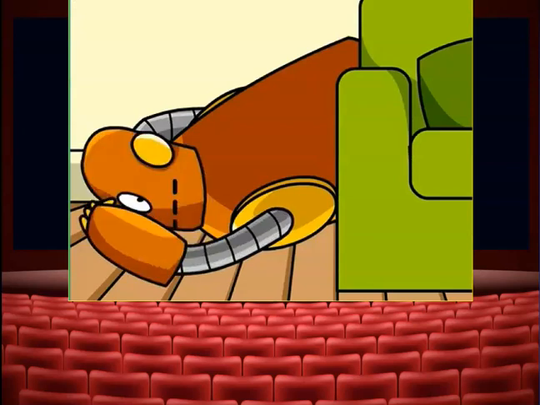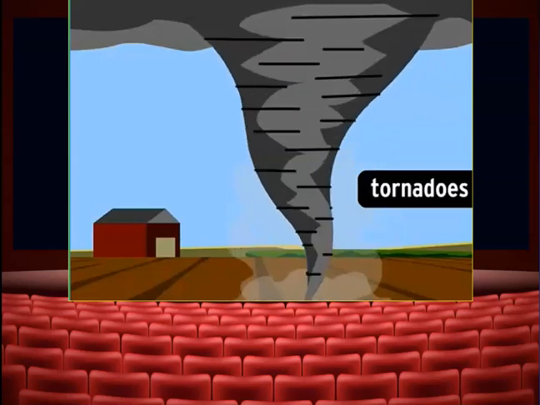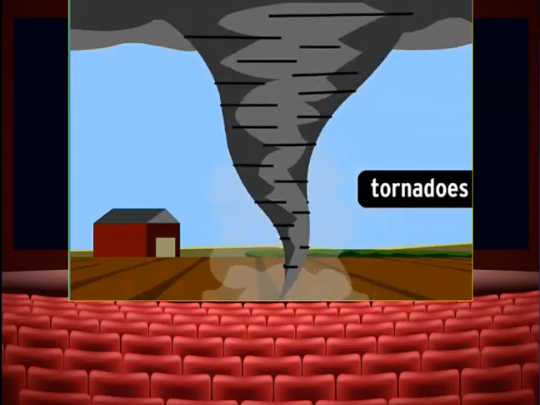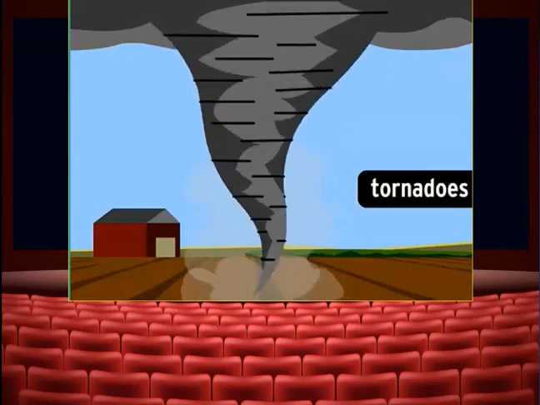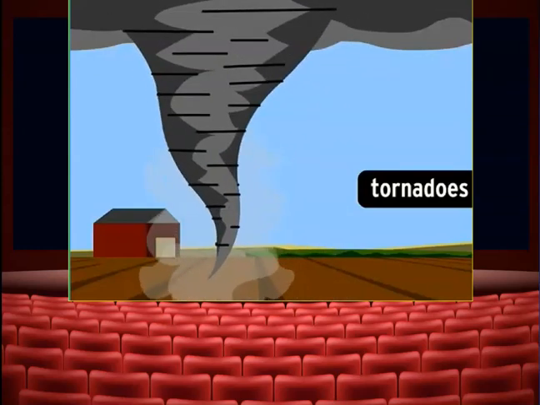I think we're pretty safe from lightning in the house. Tornadoes are the most violent storms that nature sends our way. With rotating funnel-shaped clouds and winds reaching 300 miles per hour, tornadoes can do a lot of damage to large areas.